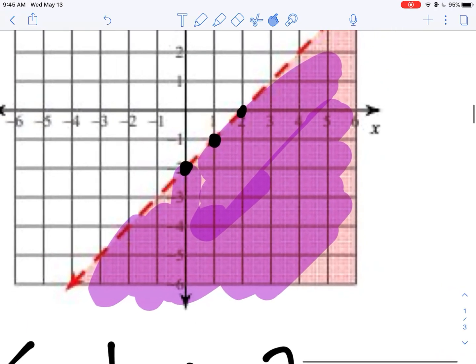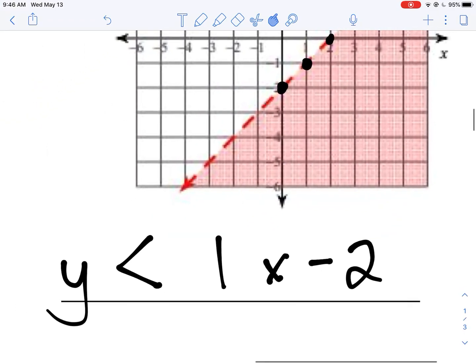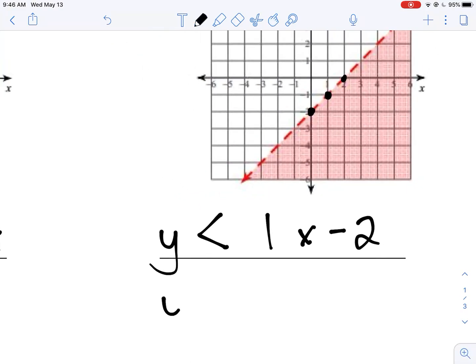Now let's take a look at our line. Our line here is dashed. It is not solid. So since it is dashed and not solid, we do not have to underline our inequality. So essentially we are done. And you could even simplify this to y is less than x minus 2, because you don't necessarily need the 1 there. And there you go.